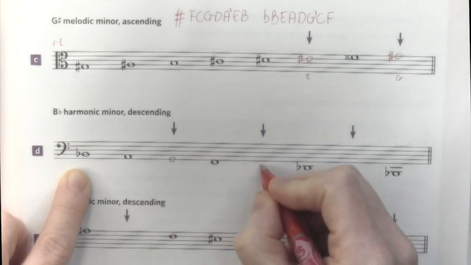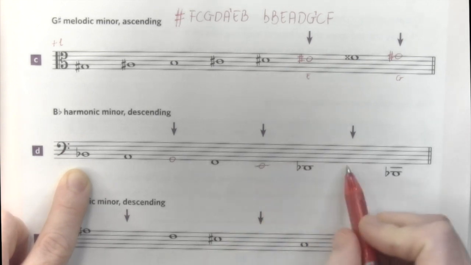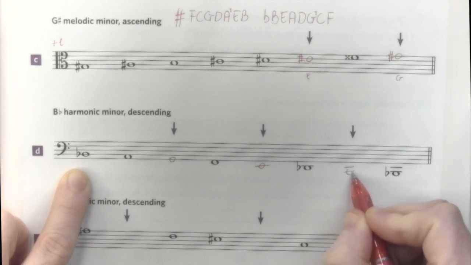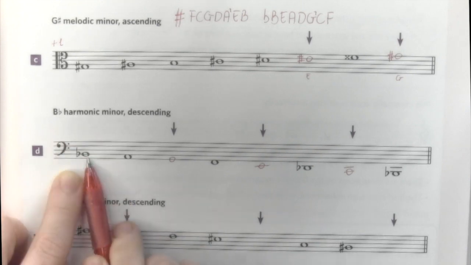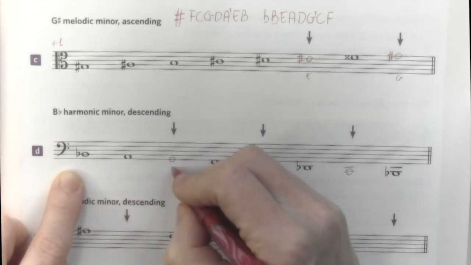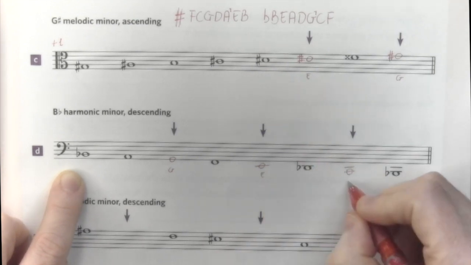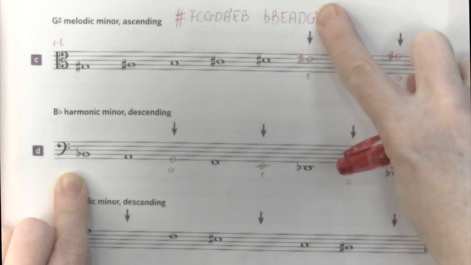Let's do them carefully. This has 1 ledger line and this has 2 ledger lines. There you go. Okay, this is B. Si, la, sol, fa, mi, re, do. Perfect. Okay, here are the flats that we have.